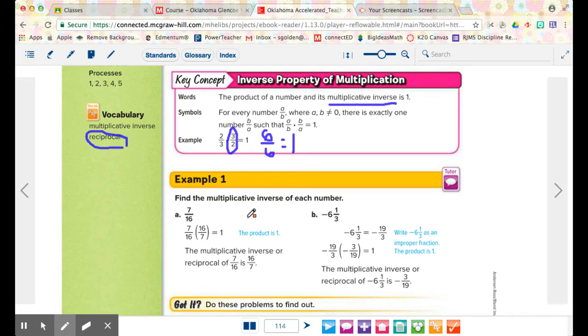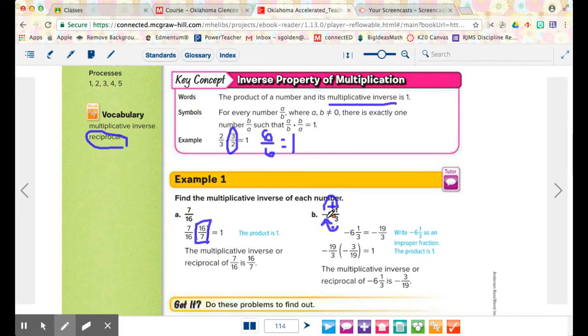So now looking at example 1, it just says find the multiplicative inverse of each number. So 7 over 16, well, its inverse would be 16 over 7. Because if we multiplied those and simplified, we would get 1. So on A, the answer is just 16 over 7. B has a little bit of, you have to do something first because we can't flip this when it is a mixed number. So we first have to make it improper. We've got to multiply on bottom, add on top.